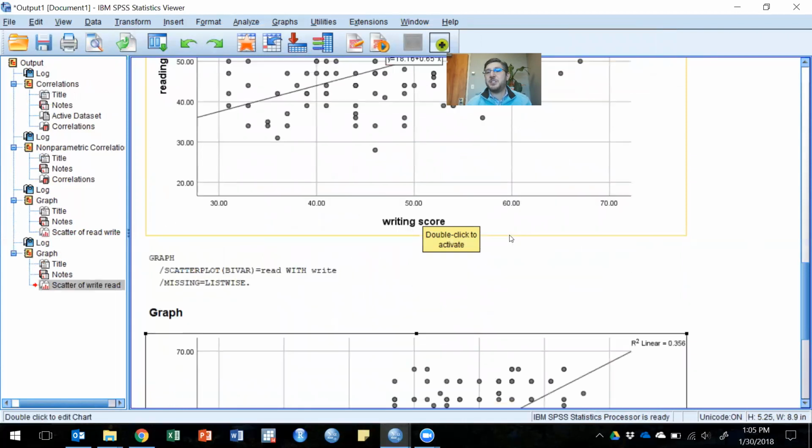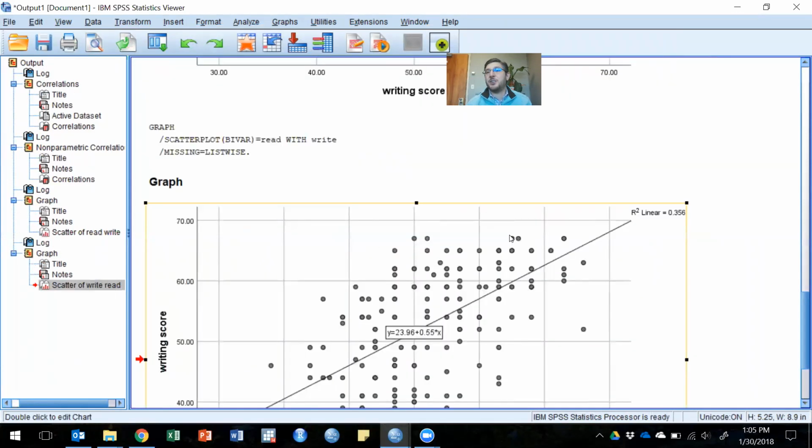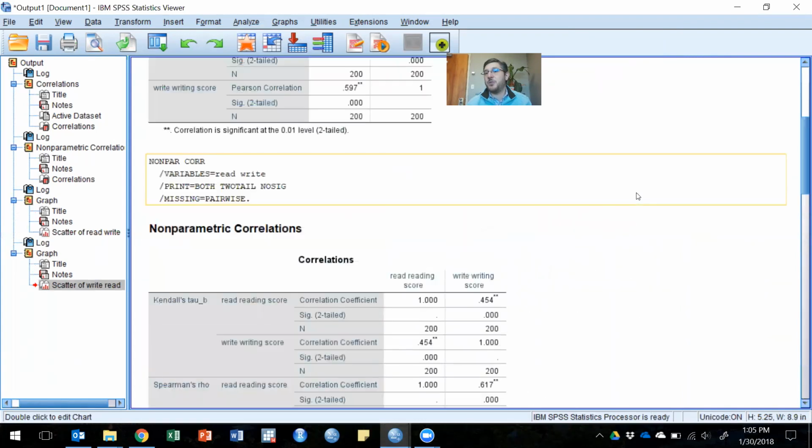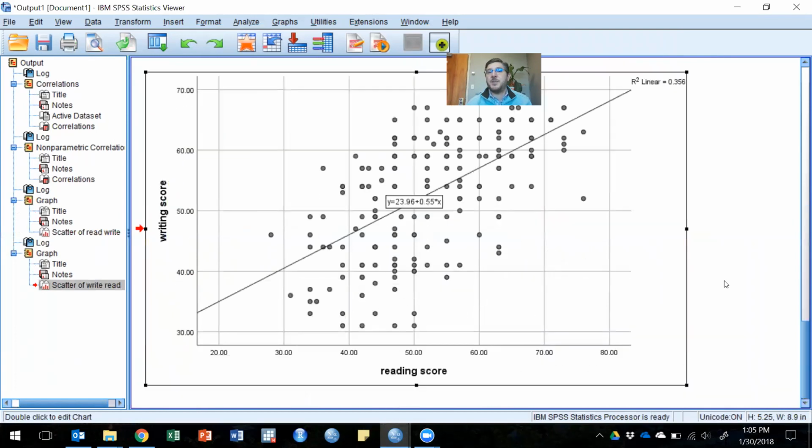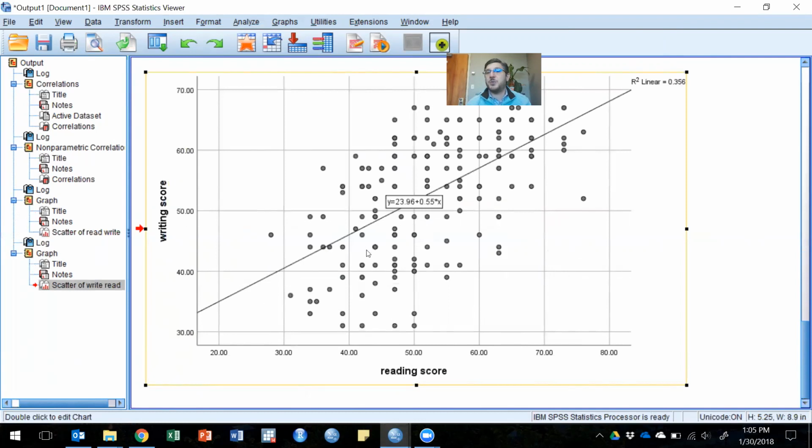Still a positive relationship, but the R squares are still the same in both. See the R square here in the corner of the scatter plots. In this case, we're using reading scores to predict writing scores. The constant means that this is the predicted writing score when reading score is 0. The slope is interpreted as a 1 unit increase in reading scores corresponds to a 0.55 unit increase in writing scores.